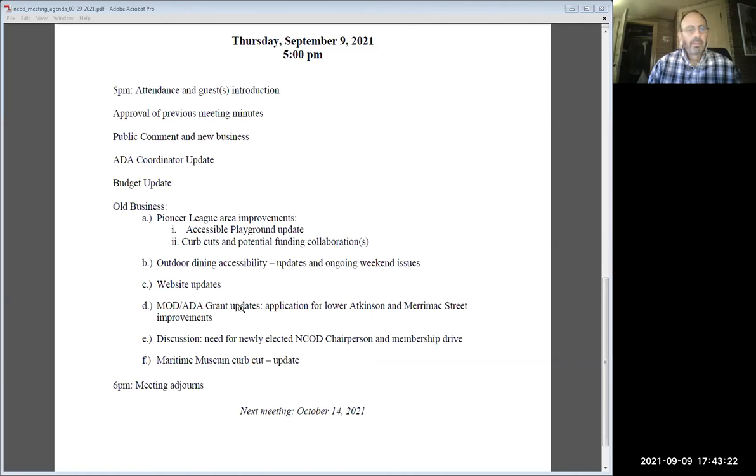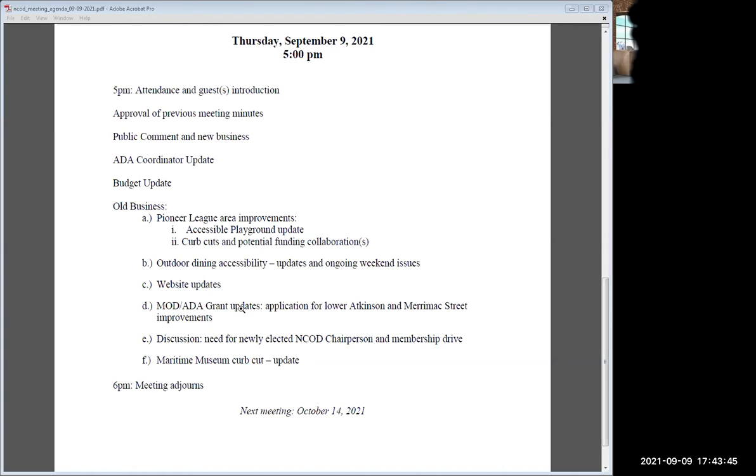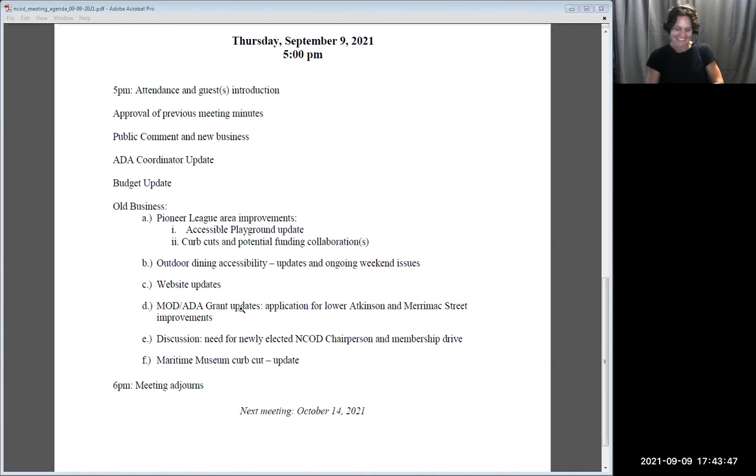So if we're moving on from that, we're skipping over D, which we already covered, the MOD ADA grant update. And we're going to E, which is discussion, need for newly elected NCOD chairperson and membership drive. Okay. Is this the last item? Sorry, did I say that out loud? Yeah, you did. The kicker?